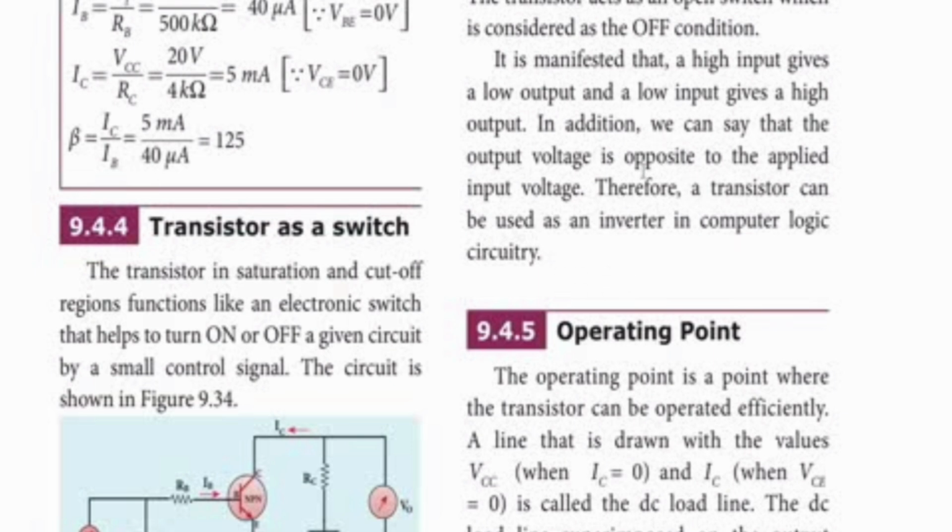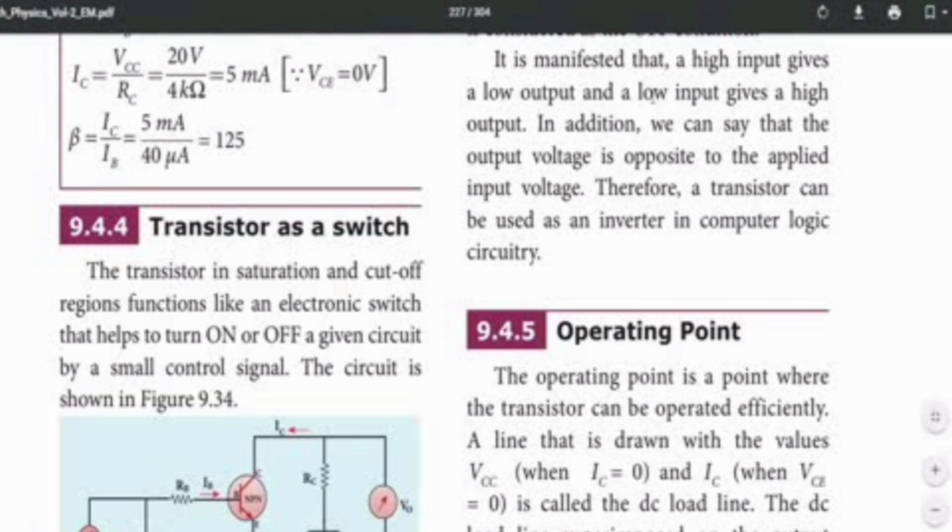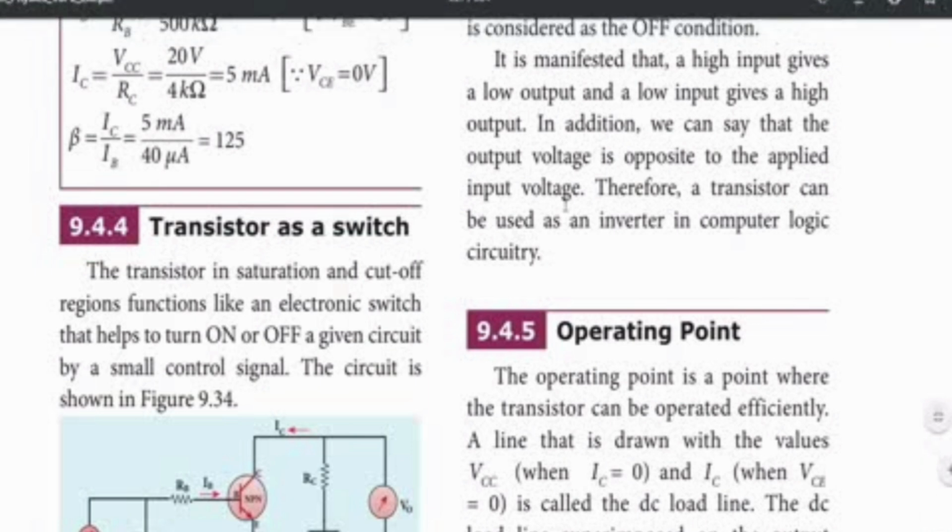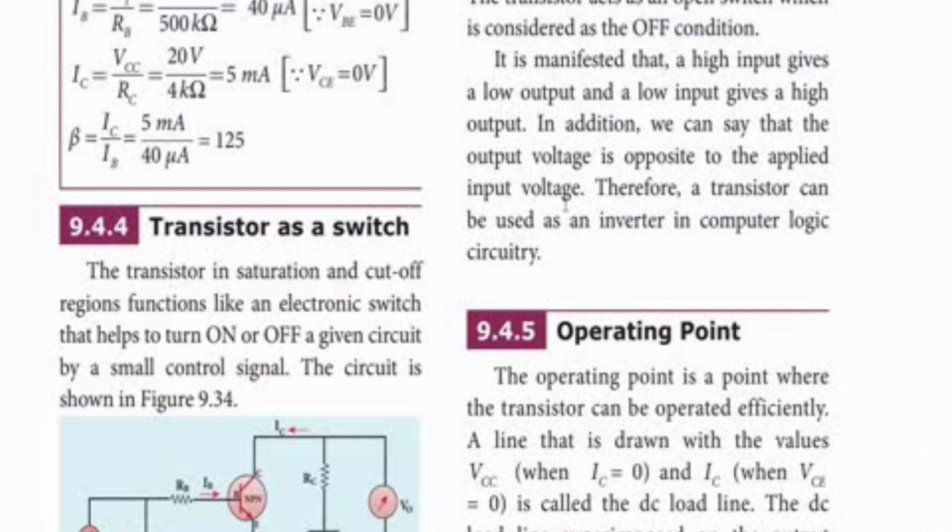So it is a reciprocal. It produces the opposite of the input. High input gives low output, and low input gives high output. So we say that the output voltage is opposite to the input voltage. Therefore, the transistor can be used as an inverter in computer logic circuits.